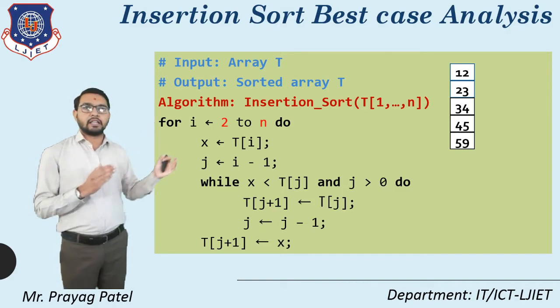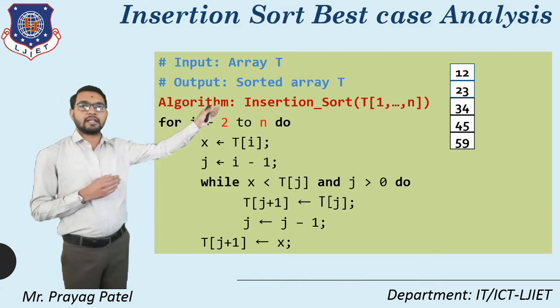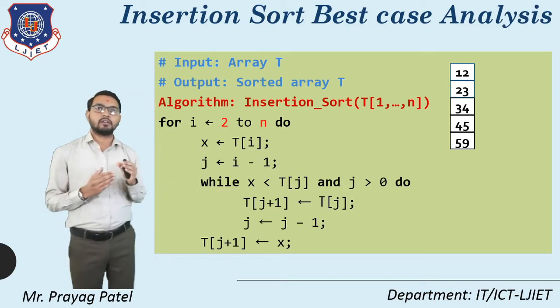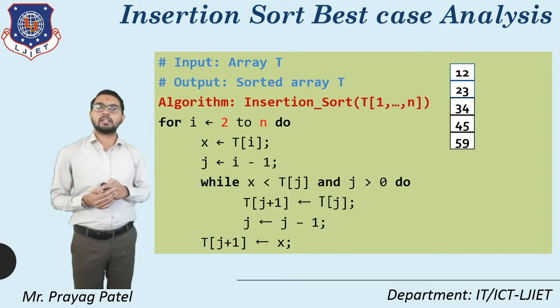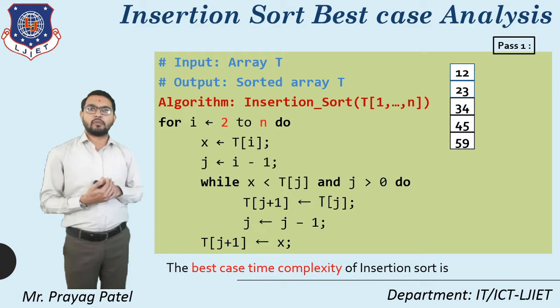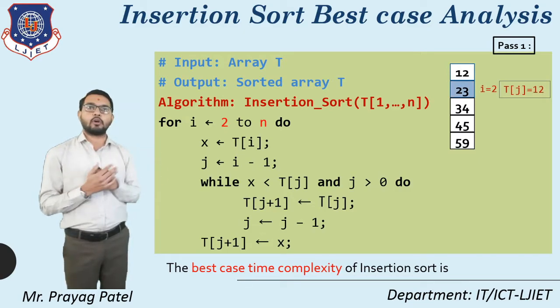That's why we can say that this is the best case of insertion sort. So here, consider one example of insertion sort best case. The given data is 12, 23, 34, 45 and 59, an already sorted list. Now consider the first process, pass number 1. In pass number 1, you perform the operation for i equal to 2 to n.